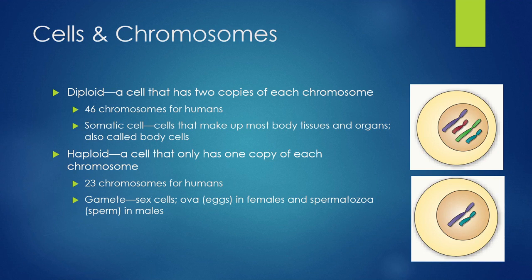With chromosomes, we can also talk about the number or copies of the chromosomes. So diploid, di being 2, have 2 copies of every chromosome. So this is going to be our somatic cell, or also known as body cells. So this is all cells except for the egg or sperm.